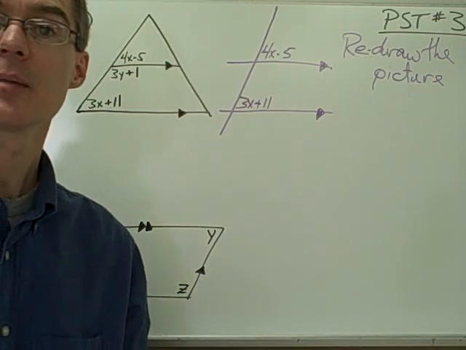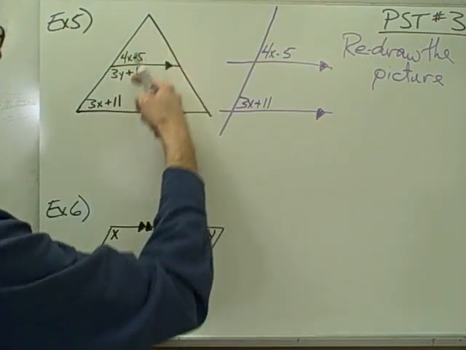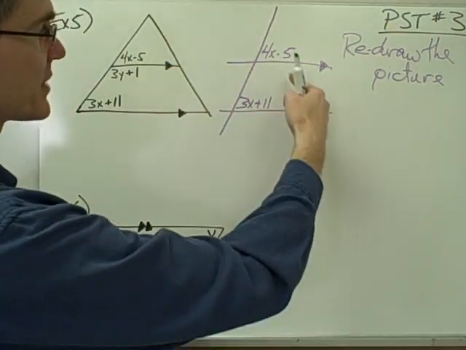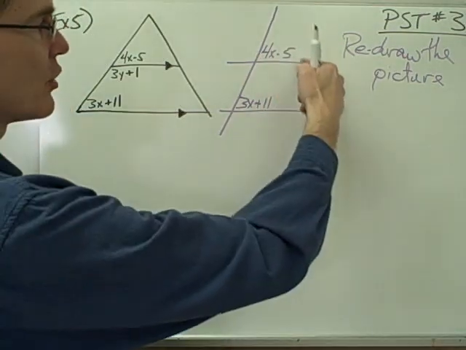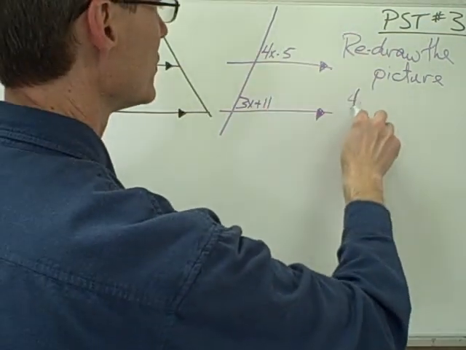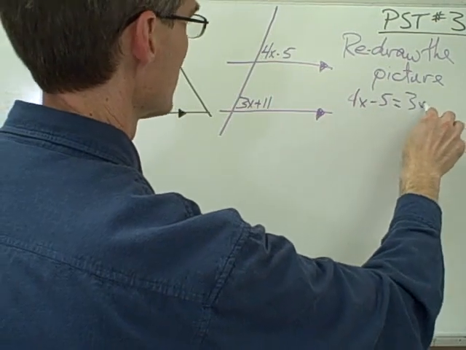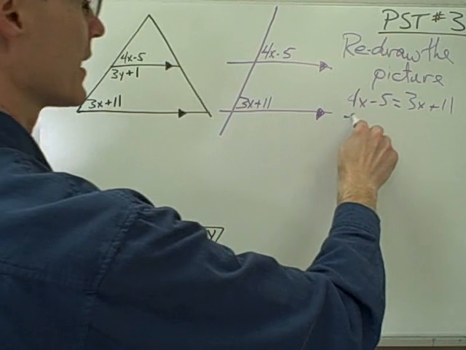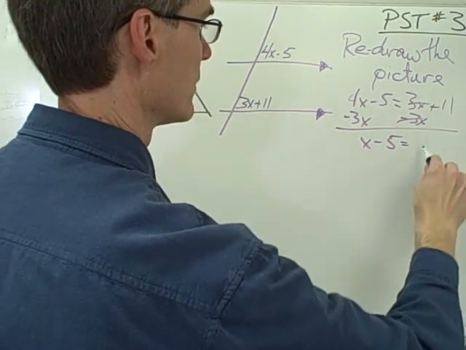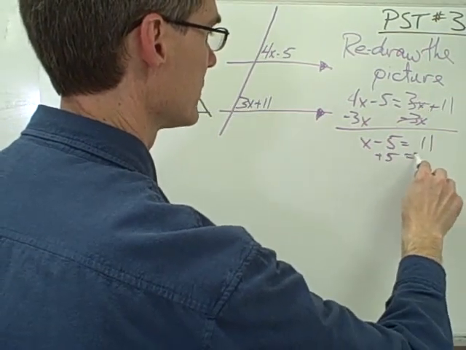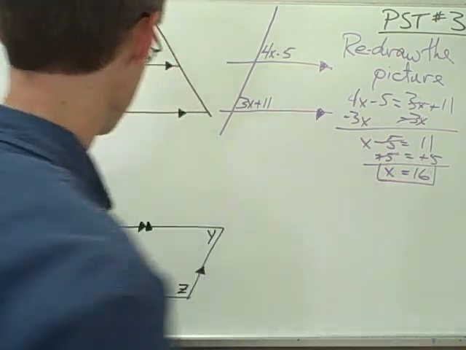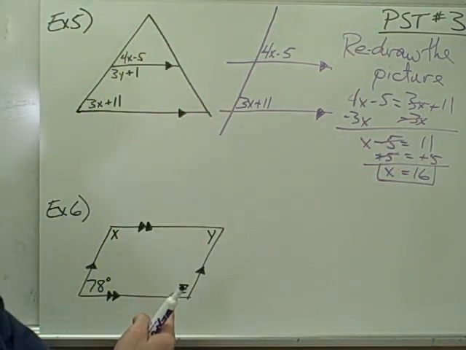And now, making use of my problem-solving tip number one, where I'm just going to do one step at a time, I'm just going to solve for x using these two angles. I'm not even going to write the value for that angle in. So since these two angles are corresponding angles, and I know for parallel lines cut by a transversal, corresponding angles are congruent, I can set these two values equal to each other. 4x minus 5 equals 3x plus 11. Now I can solve for x. Subtract 3x from both sides. Add 5 to both sides. And that gives me x equals 16.